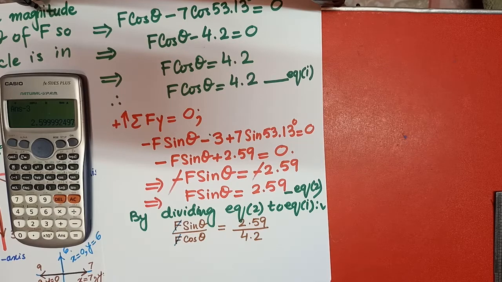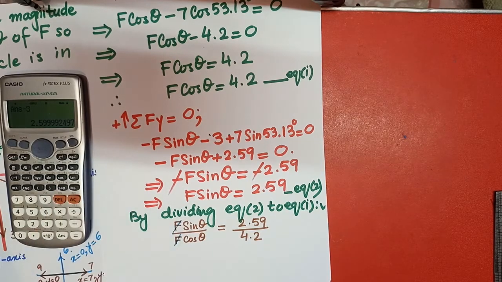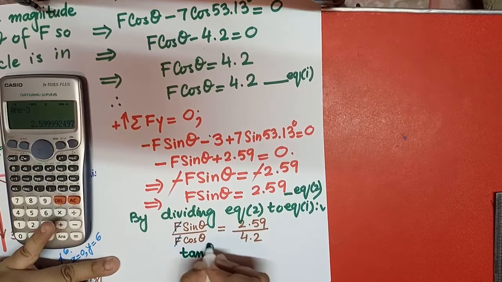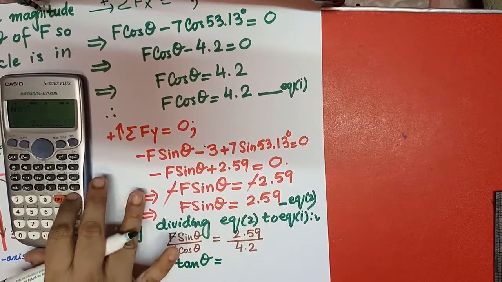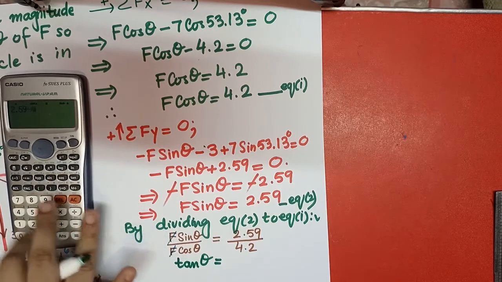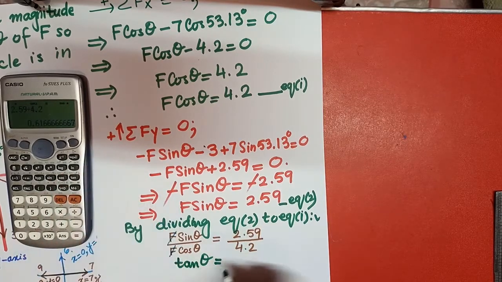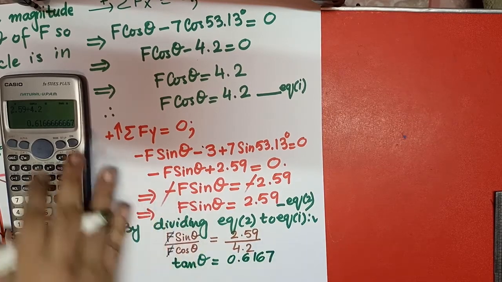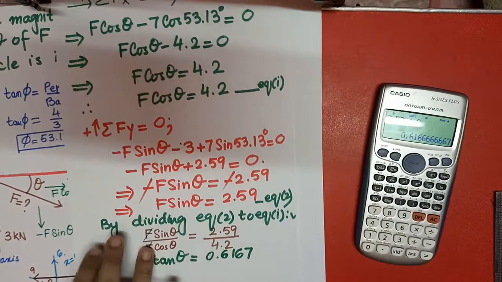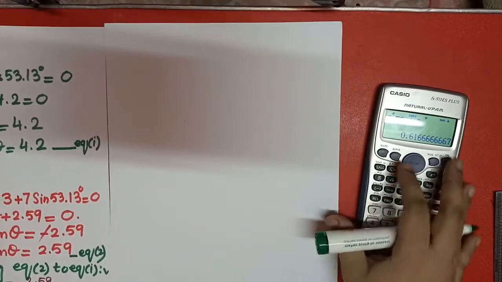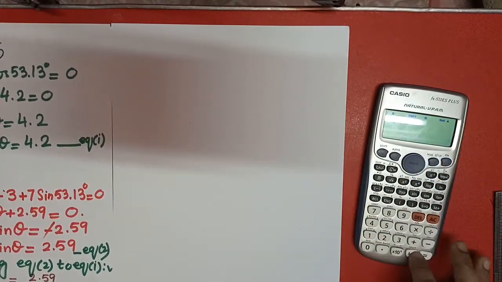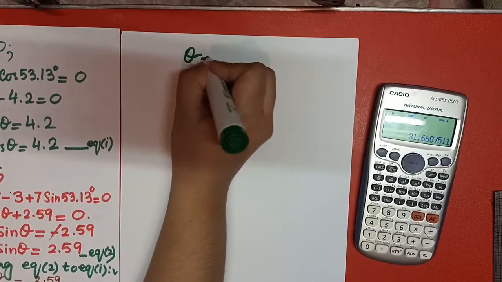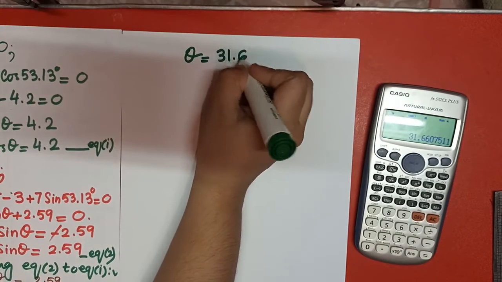So it will become tan theta equals 2.59 divided by 4.2. The answer will be 0.6167. Next I have to apply tan inverse on the answer and I will get the value of theta. Theta comes out to be 31.66 degrees.